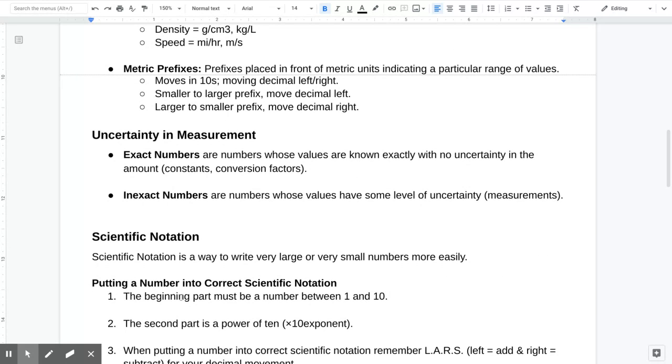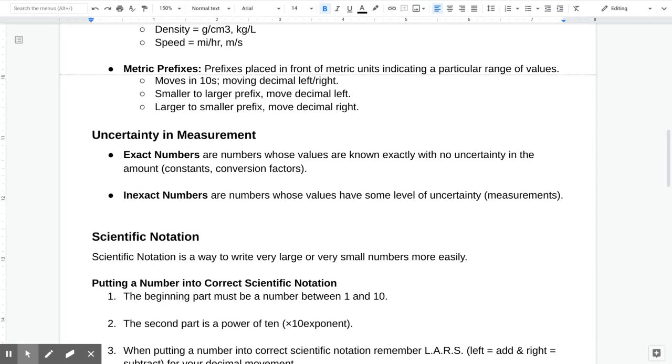And then we have uncertainty in measurement. Again, these are things we're going to continually go back and forth into as we continue down the road this year. But exact number versus inexact number: the best way to think about these is just to remember their definitions.